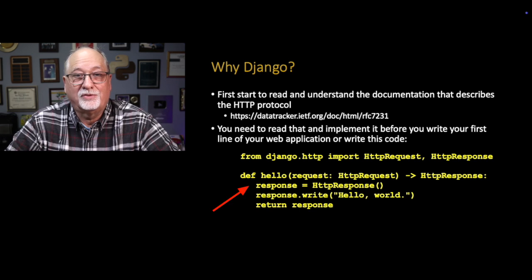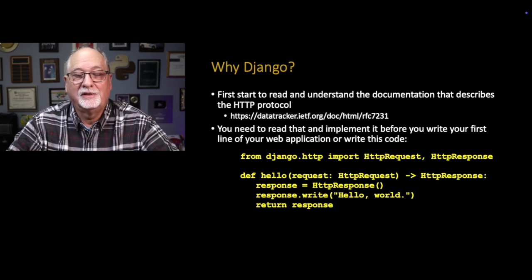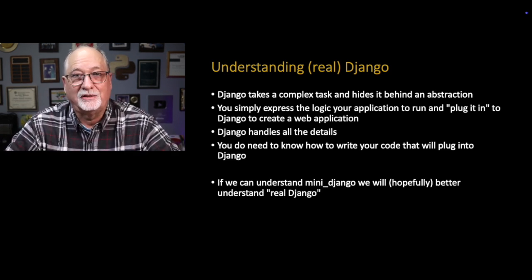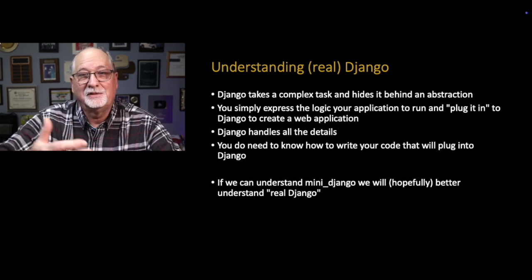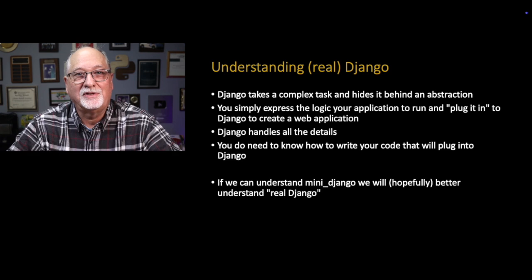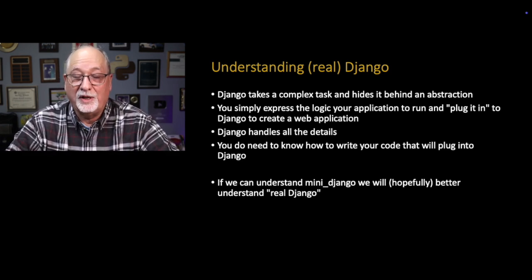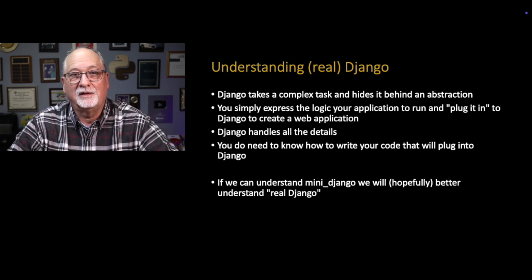And then in your code, you create the HTTP response and put some text in it and you return it. And then Django, literally outside of your code, does everything else. So Django takes this super complex task and hides it behind an abstraction. An abstraction is something you're sort of not supposed to look past. You're supposed to just look at the interface that it gives to you, and express your logic and then plug it in at the right place to create a rich and HTTP compliant web application.